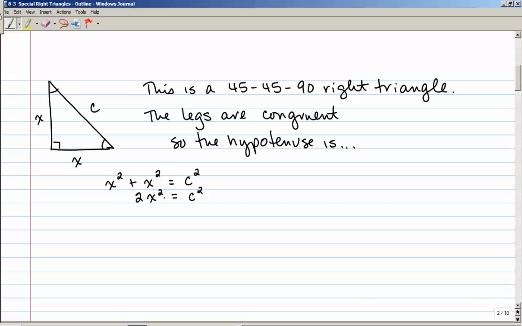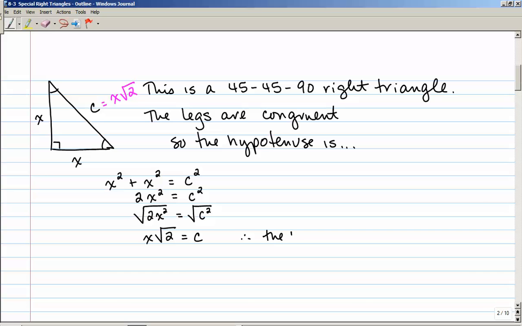And what I'd like to do is to get rid of the square on both sides. So I'm going to take the square root of each side. So the square root of 2x squared is the square root of 2 times the square root of x squared. The square root of x squared is just x, and the square root of 2 can't be simplified any further, so we leave it like that. And the square root of c squared is just c. So the length of this hypotenuse is whatever x is times the square root of 2. The length of a leg times the square root of 2.